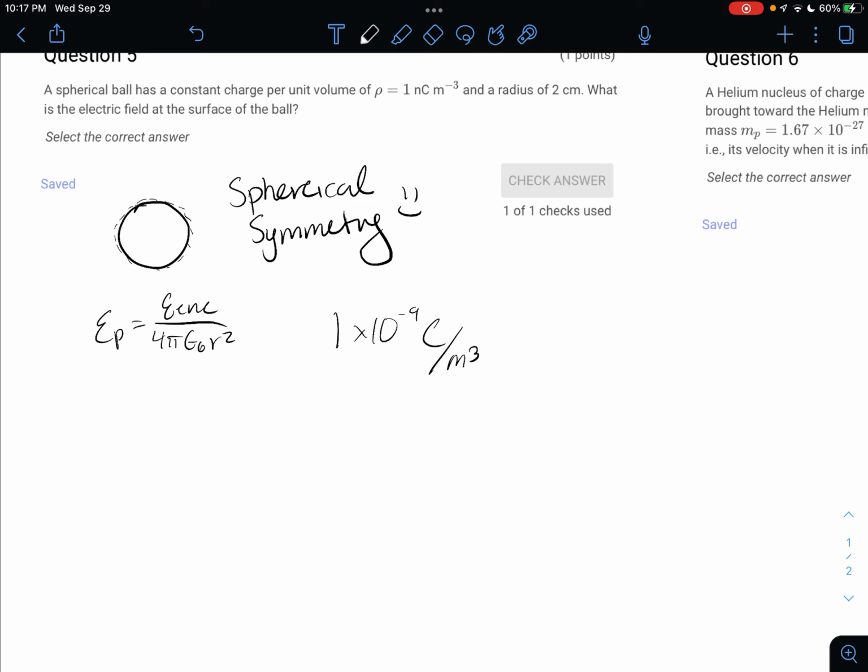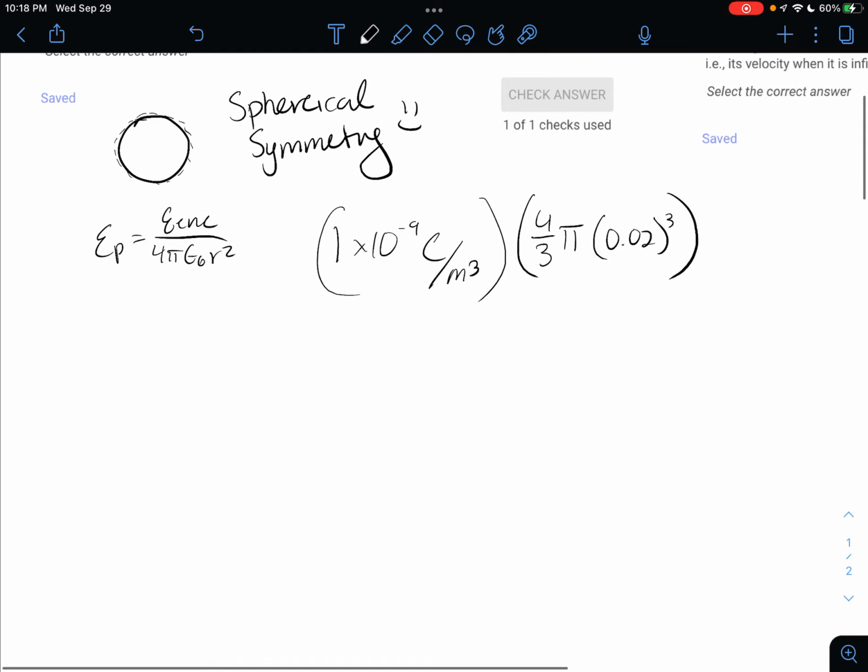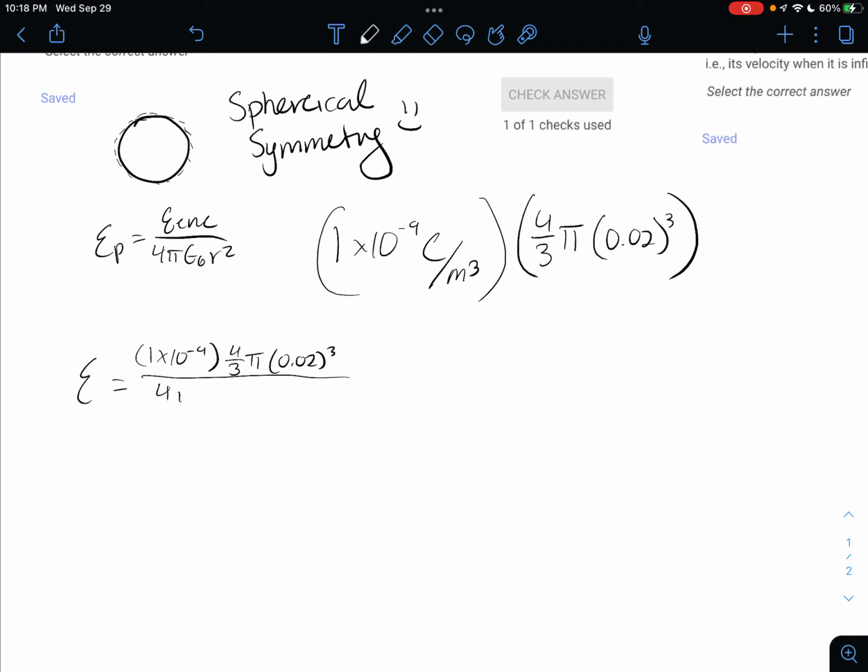So that times our volume of the sphere, which is going to be 4/3 pi times our radius, 0.02 cubed. Now we're just going to take all this and put it right on there, because that's going to give us our Q enclosed. So our electric field is equal to 1 times 10 to the negative 9th times 4/3 pi times 0.02 cubed. And I write it out like this so that I can have 4 pi epsilon naught r squared on the inside.